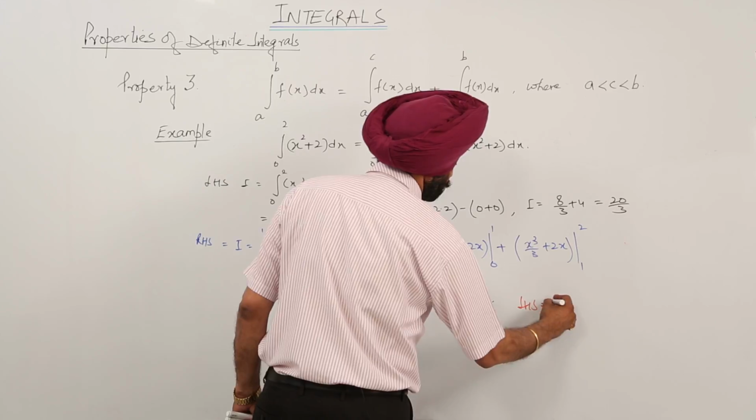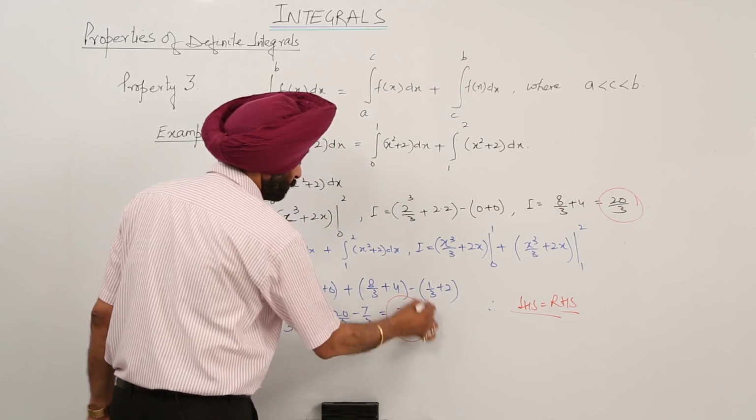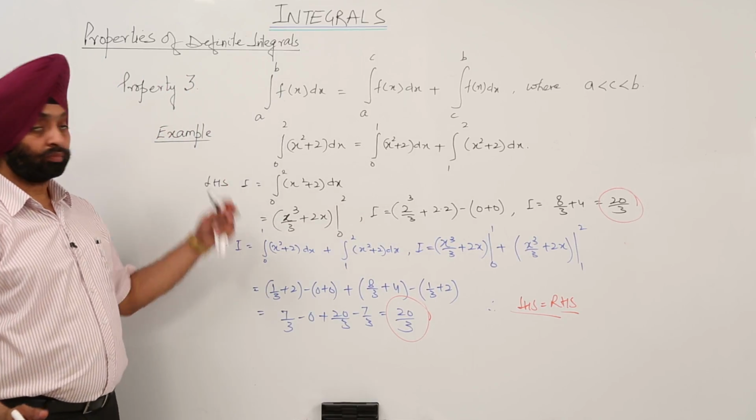So therefore, left hand side is equal to right hand side. This one and this one. Okay, so property is verified.